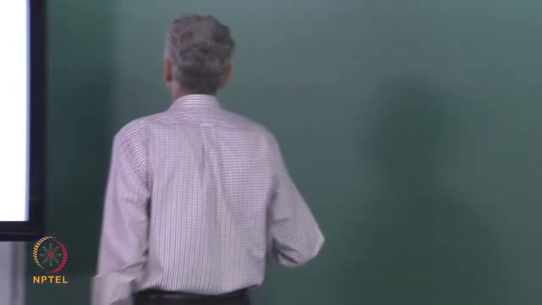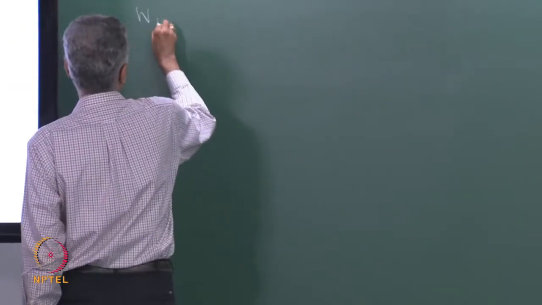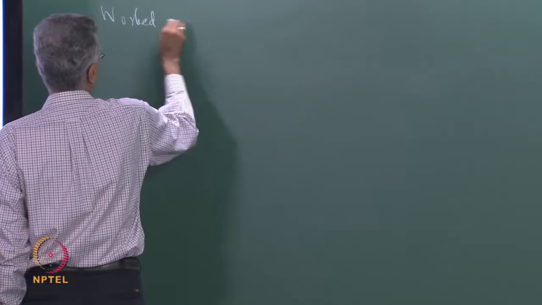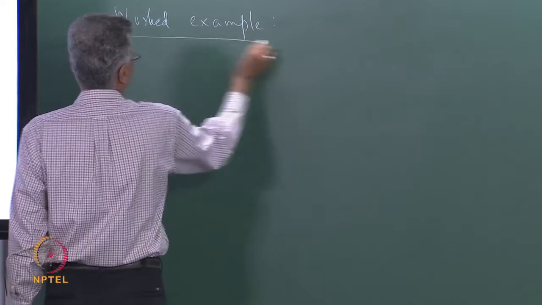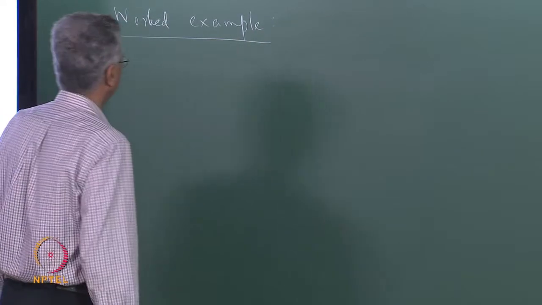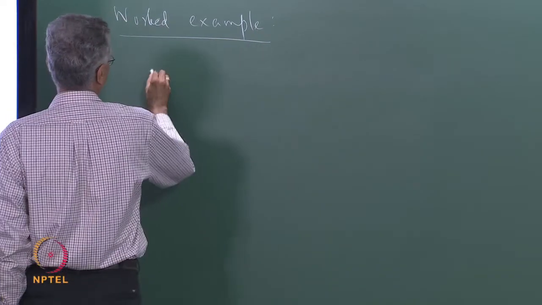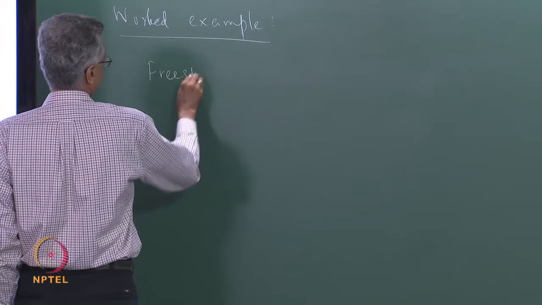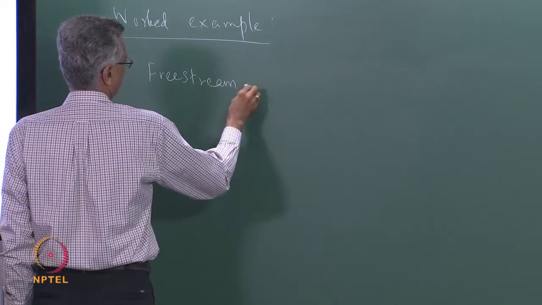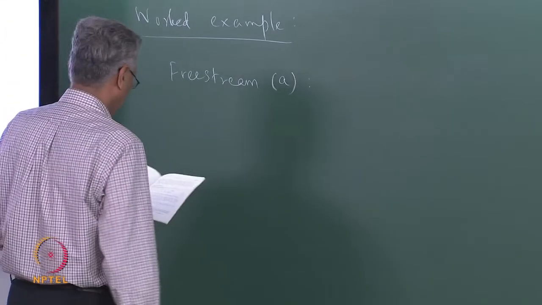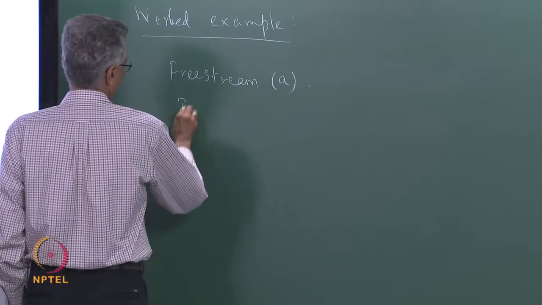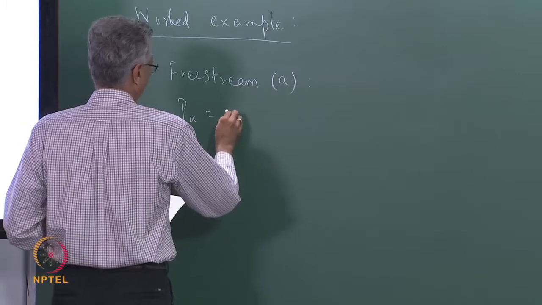So in the previous class, we looked at a worked example, and we will continue to work it out in this class. So we looked at a ramjet engine, and the free stream conditions are given like this. So free stream state we denoted as A, and PA was given to be 12 kilopascal.